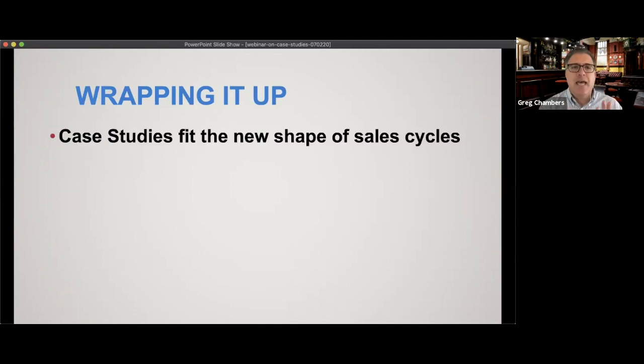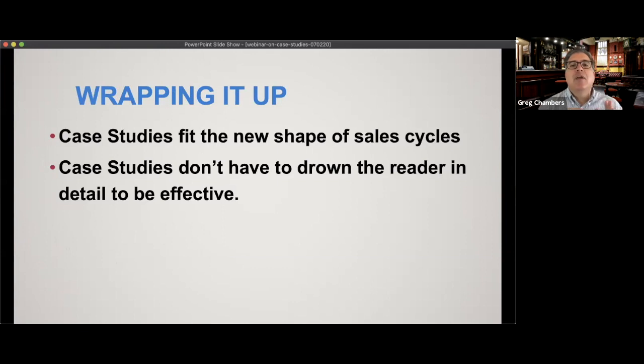Let's wrap this up. The reason we want to do case studies is because they fit the shape of sales cycles. The sales cycle itself is the same, it's just that the way people engage with our salespeople has changed. And so case studies really fit that. You don't have to drown the reader in detail for it to be effective.